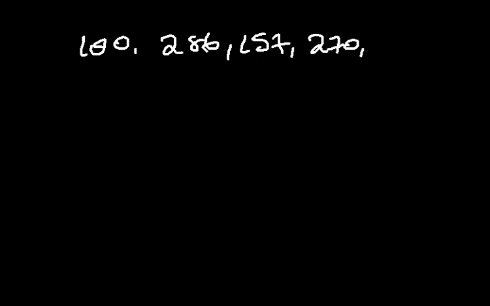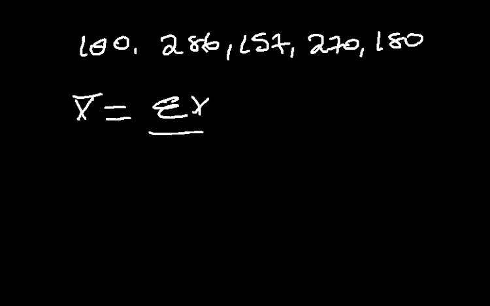And how about if we have this data: 100, 286, 157, 270, and also 1 million? What is the average of these data values? The principle remains the same: summation of the data values divided by the number of the data values. We just have to add the values on top there.